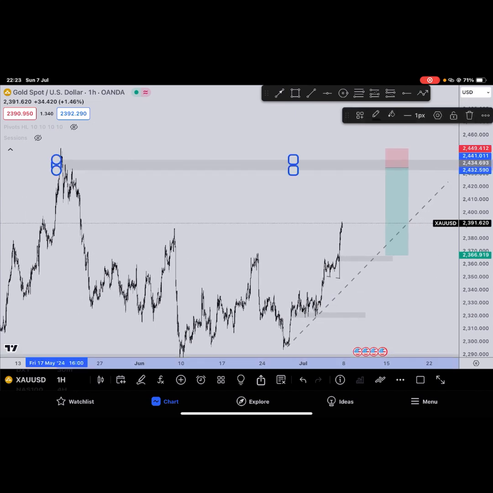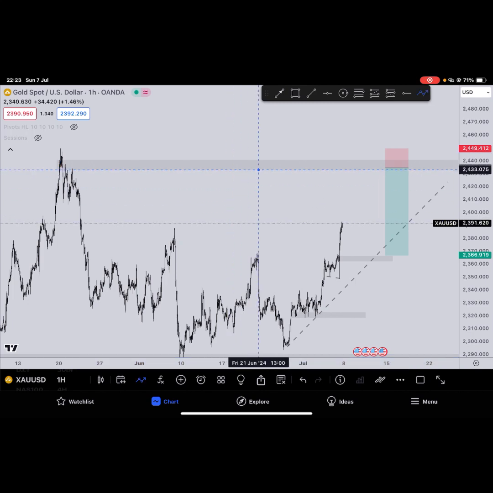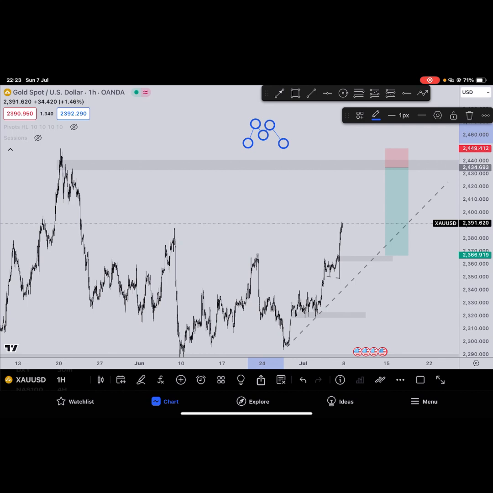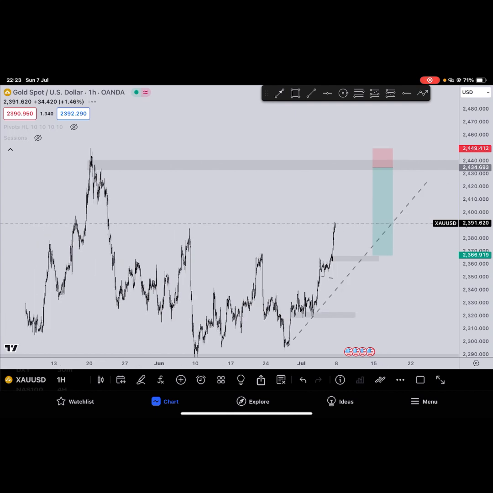So the only zone I'm going to give you is this supply level here. You understand? Like I said, if price gets to that level, you should look for the M pattern, which is also the double top. Look for the double top, M pattern, or order blocks on that area. So that's it for gold.